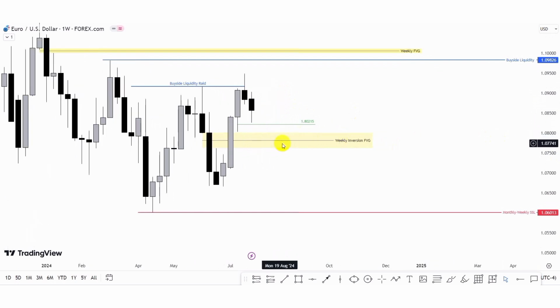So we have this unmitigated weekly inversion fair value gap here. So we could see price return to this price level, or we could see further push of price into the weekly inversion fair value gap before we frame a bullish ride to the upside. So we are still going to be anticipating to see further fall of price to the downside in the euro dollar. We still want to see further push of price to the downside. We should look out for this price level, or price may further push to the weekly inversion fair value gap.